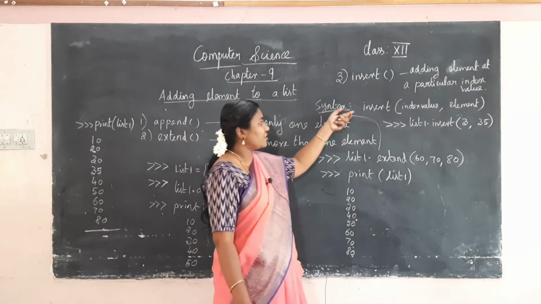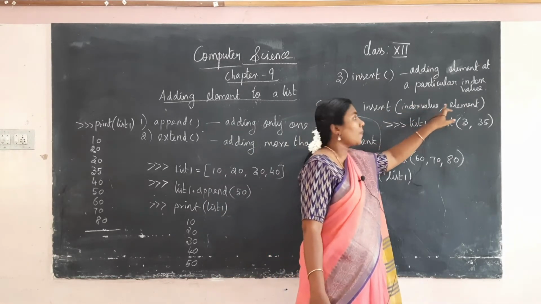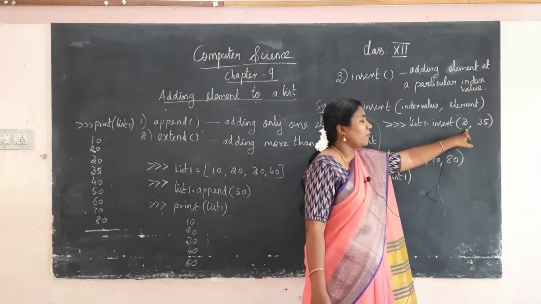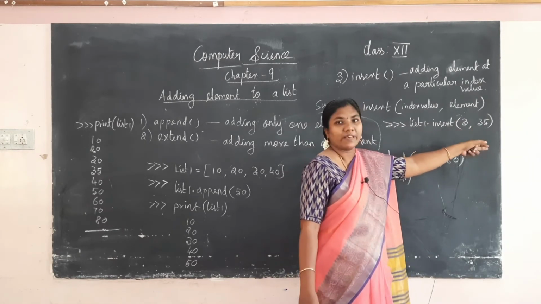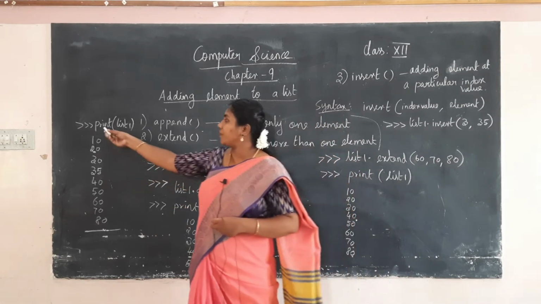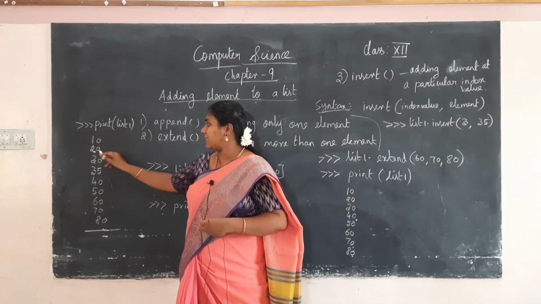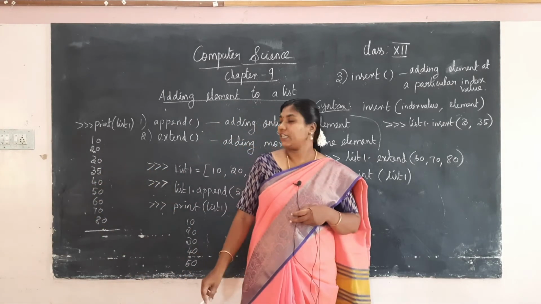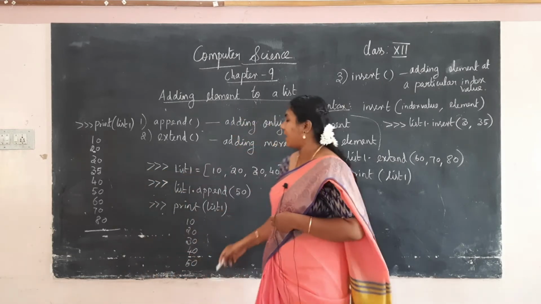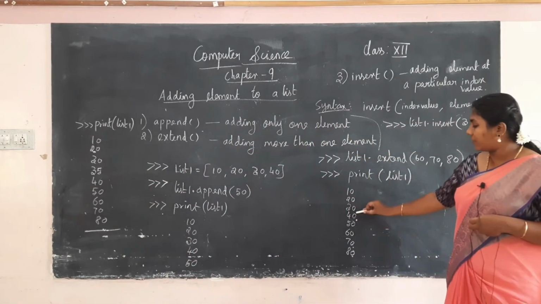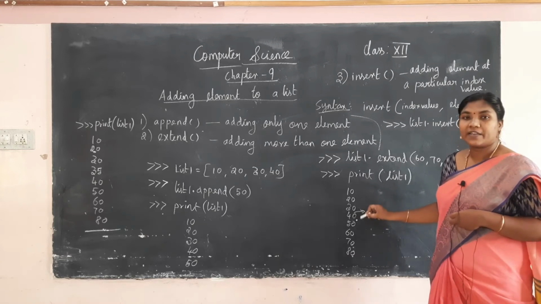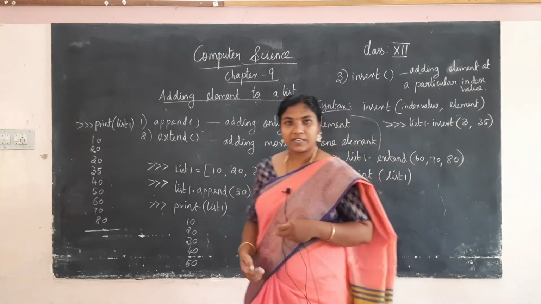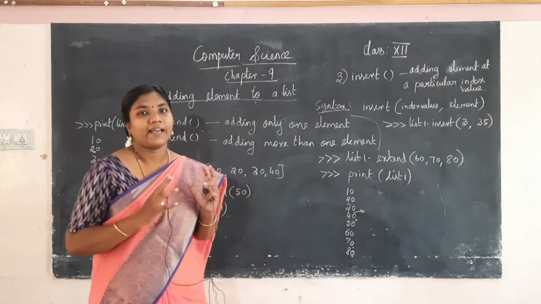The syntax for the insert function is insert, index value comma the element you are going to insert. So list 1 dot insert, I am going to insert at the third index value, and my element is 35. If I ask to print the list, 10, 20, 30, so 0, 1, 2, at the third index value I will have 35. And next I already have these values in my list. So in between here I have inserted my element 35. Clear students? So this is adding elements to a list.